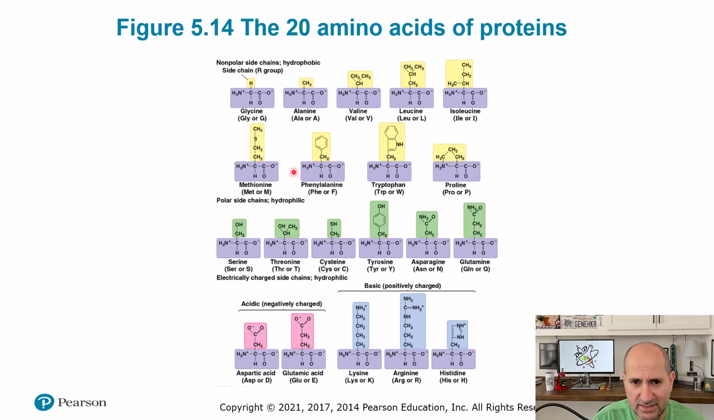give you an amino acid and ask you if it's a non-polar amino acid, a polar amino acid, an acidic amino acid, or a basic amino acid. How would you tell the difference? Well, if the R group only has carbons and hydrogens, it's going to be a non-polar R group or non-polar amino acid. If the R group has hydroxyl groups or sulfhydryl groups, then it's going to be a polar amino acid. If the R group has a carboxyl group or a negative charge, then it's an acidic amino acid. If the R group has a positive charge, it's a basic amino acid.